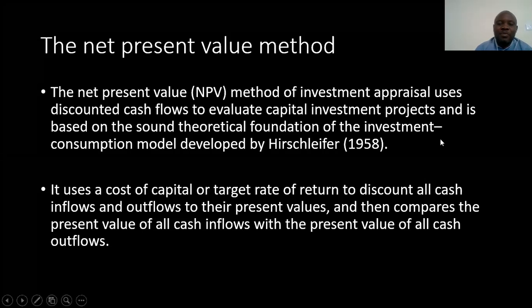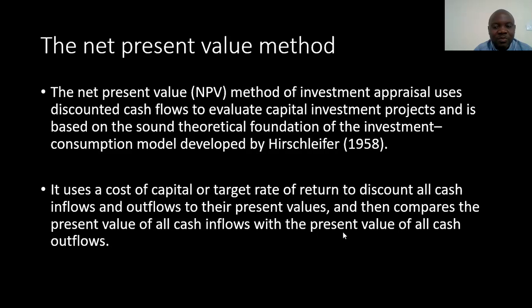Look at the NPV. This one you're very much familiar with. It's pretty easy. So the net present value method of investment appraisal uses discounted cash flows to evaluate capital investment projects. It uses the cost of capital as well, or target rate of return, to discount all cash inflows and outflows to their present values. So you're using the discounting factors to discount your future cash flows to today so that you're in a position to make a decision.